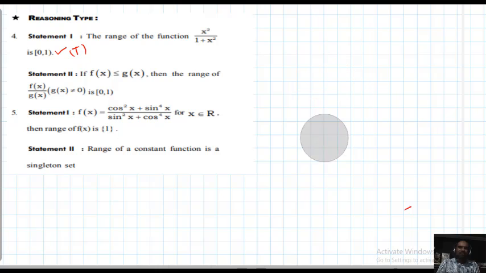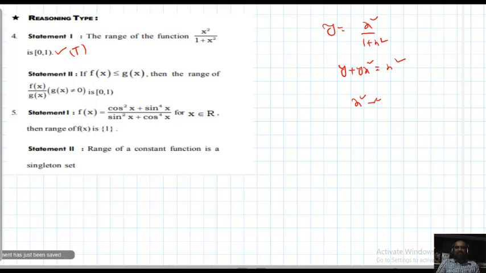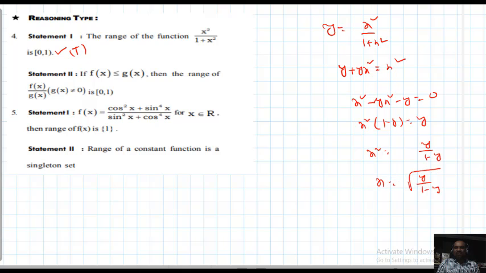I already explained the general, standard method. For this problem I will explain again. y equal to x square by 1 plus x square is given. The x values for which y is real form the domain; the y values for which x is real form the range. So y plus y x square equal to x square, or x square minus y x square minus y equal to 0. You can take x square common: 1 minus y, equal to y. So x square equal to y by 1 minus y, or x equal to root over y by 1 minus y.